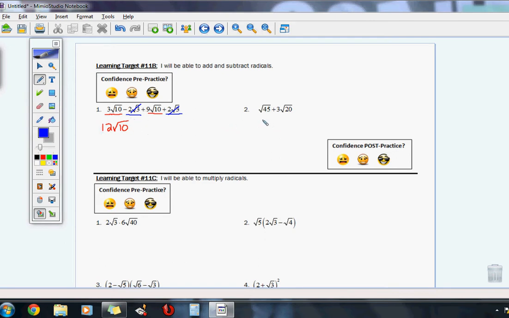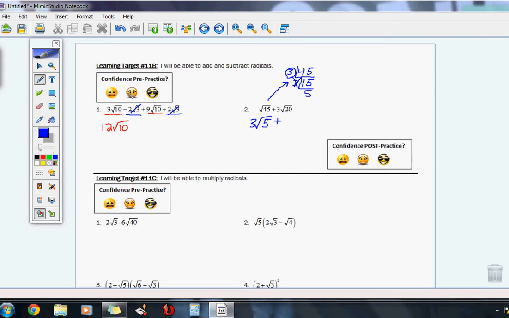Now looking at number 2, you could say, oh, they're not like radicals, we're done. Unfortunately, it's not that simple. So this one actually, if you simplify it using your tower, divided by 3 is 15, and then divided by 3 is 5. It's an index of 2, so we look for a pair, and we're going to have 3 root 5.